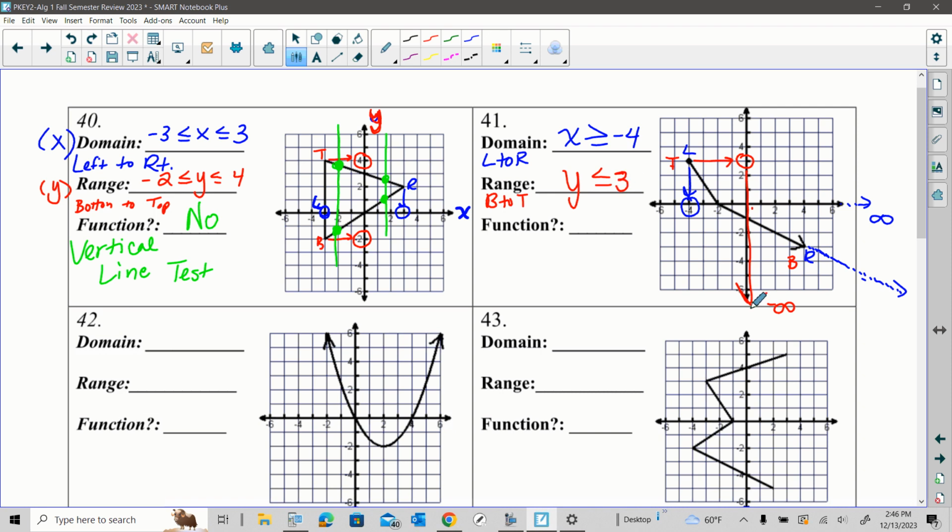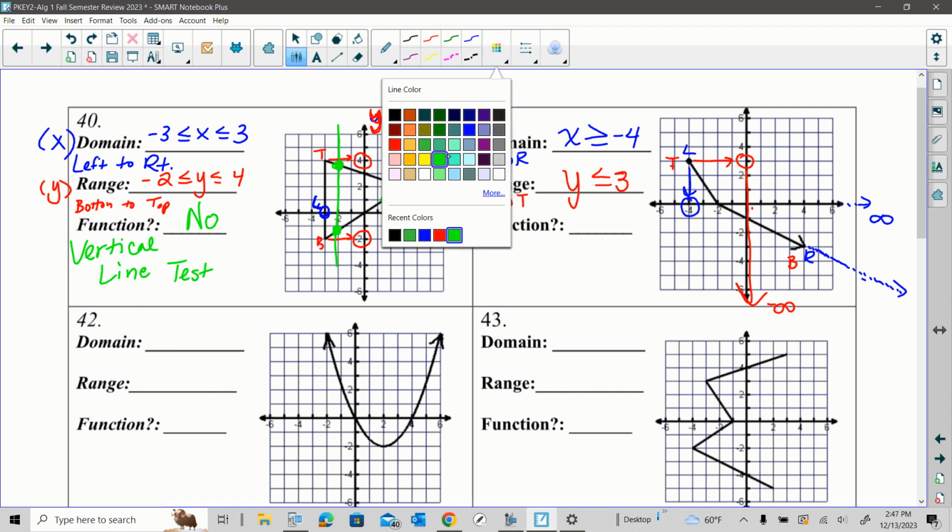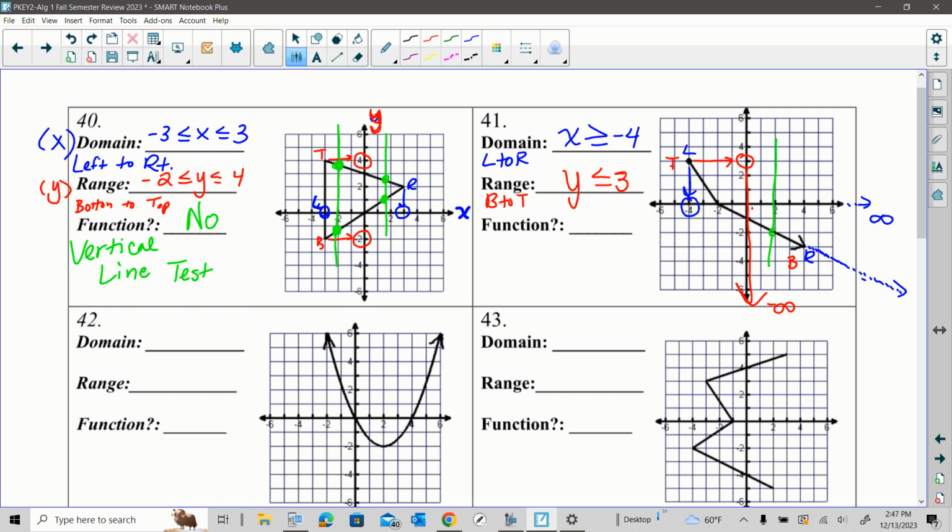Okay, so if it points down, it's less than. If it points up, it's greater than. If it points right, it's greater than. If it points left, it's less than. Okay, now is this a function? Well, if I do my vertical line test on this graph, the vertical line only touches once. So this would be yes.